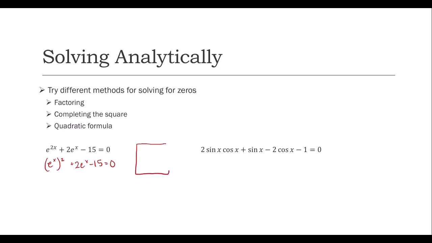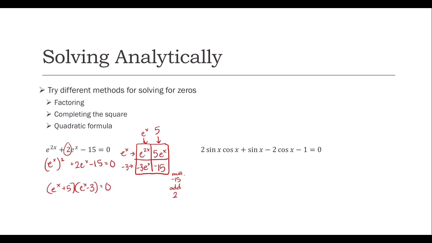So we'll try doing our box where we have e to the 2x here and negative 15. So we need something that multiplies to negative 15 and adds to 2. So that's going to be a positive 5 and negative 3. And then instead of x's here, we'll have e to the x. We'll pull out our greatest common factors, which will be e to the x, negative 3, e to the x, and 5. So in factored form, this would be e to the x plus 5 times e to the x minus 3 equals 0.